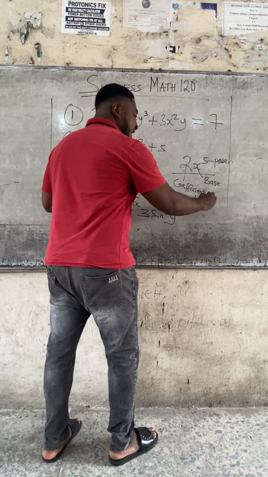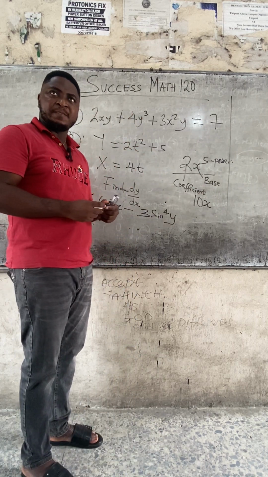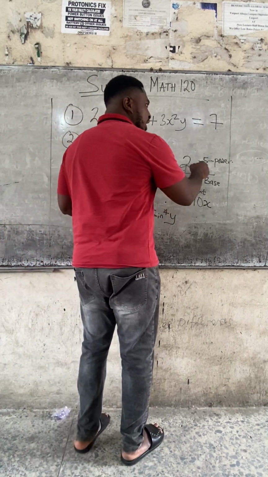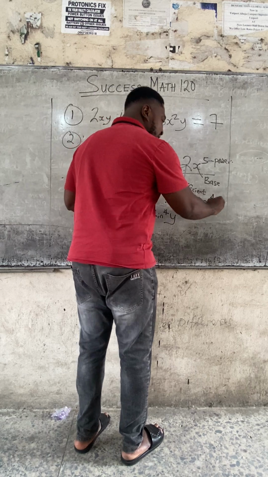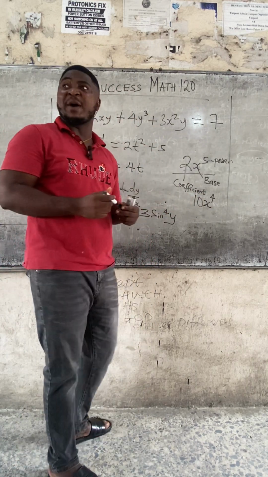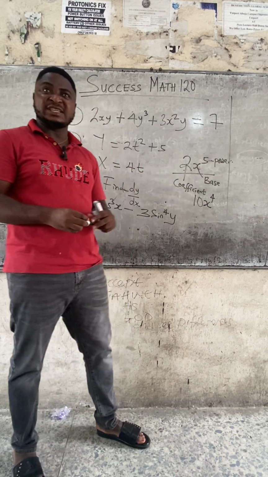Step 2, repeat your base, x. Repeat your base what? Please follow carefully. This is not a course you joke with. And step 3, subtract 1 from the power, 5 minus 1. So class, the differentiation of 2x raised to power 5 is 10x raised to power 4.